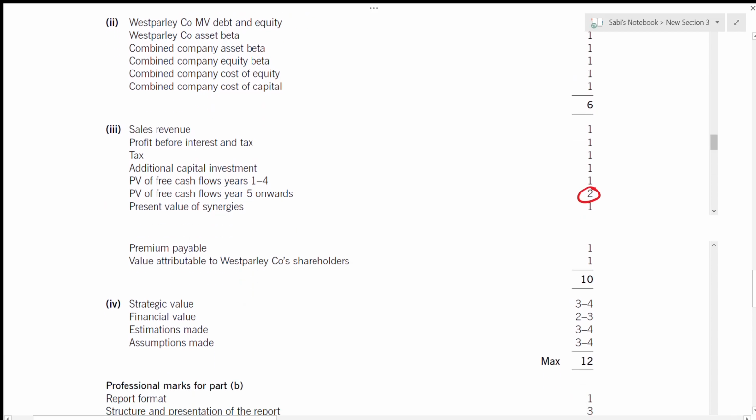Now let's go to how the report is marked. Strategic value 3 to 4 marks. That means 3 to 4 points you have to tell under strategic value. Financial value, again 2 to 3. Estimations made is 3 to 4 marks. Just imagine if you didn't write your assumptions or estimations, and focused only on strategic and financial. You will be losing around 6 to 8 marks. So estimations also 3 to 4. Assumptions is also 3 to 4.